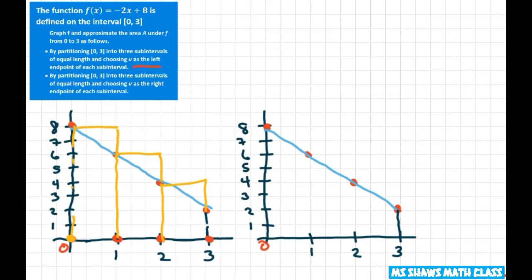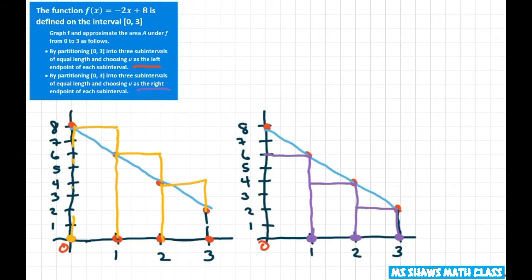Now for the right endpoint, we're going to use these 3 endpoints. So you go up to the first value here, and then draw to the left. Then go up to f of 2, so f of 2 is 4, and f of 3 is 2. So that's it.